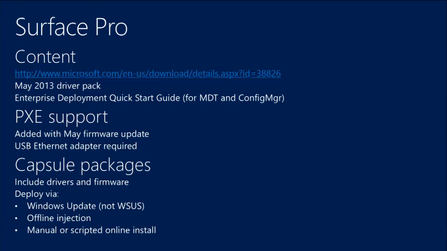The catch, though, is that you do have to have a USB dongle. Wi-Fi is not supported for OS deployment, primarily because Windows PE doesn't support it, and there are some inherent performance issues. The other thing to mention is capsule packages. Again, the documentation provided goes into more detail on this. It's what Surface Pro refers to for all the drivers and the firmware. There are some unique ways in which you have to deploy those, but the guide goes into a lot more detail in terms of how you can do that.